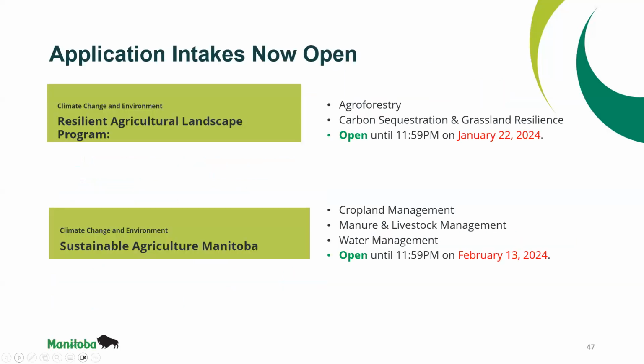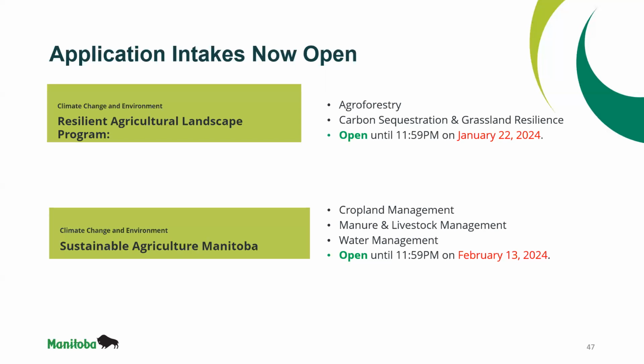So currently applications are being accepted for 2 programs under the climate change and environment area, the Resilient Agriculture Landscape Program. This is not the program we were talking about today, but it involves 2 different areas, agroforestry and carbon sequestration and grassland resilience. It has been open for some time now, and it will close on January 22nd, 2024. So that's coming up quickly, but you do still have some time to apply for the RALP program.